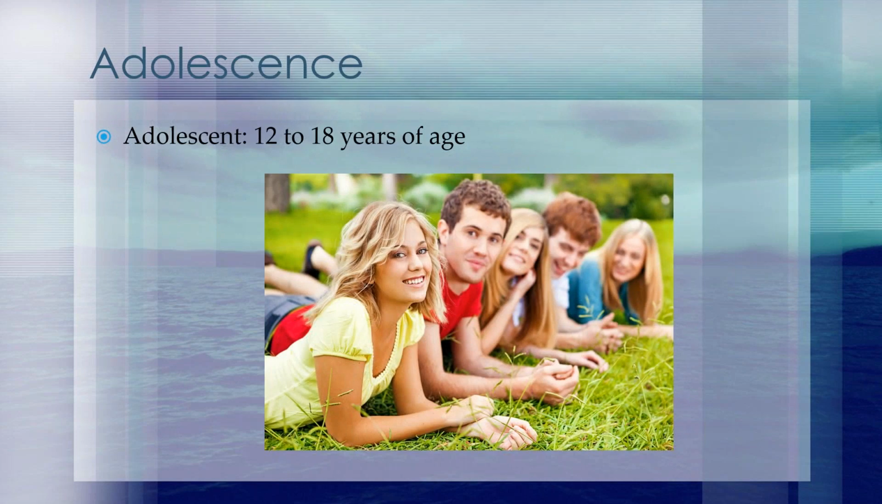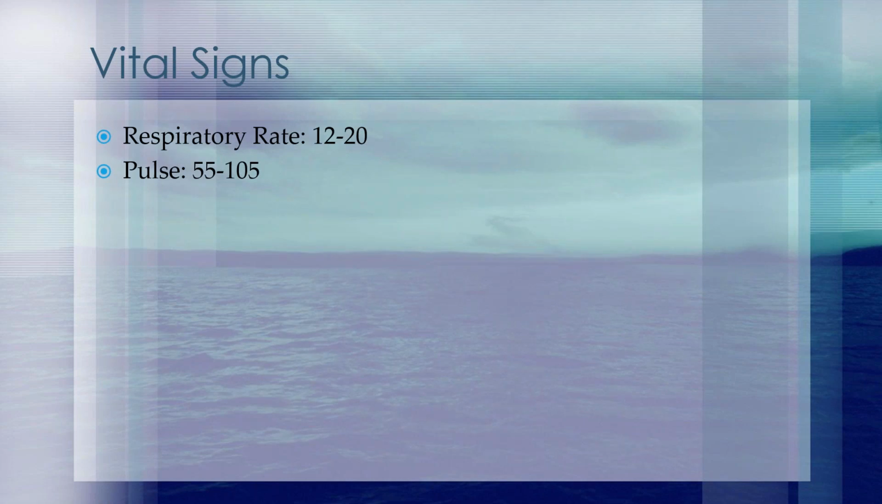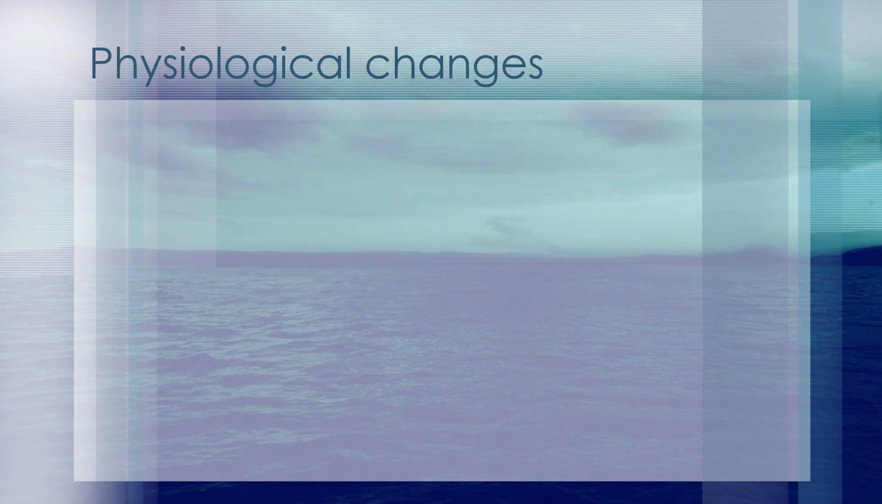Next age range, we're going to be looking at the adolescent age, which is going to be in between 12 to 18 years of age. Our vital signs are going to be almost identical to that we see in the adulthood phase of life. So our respiratory rate is going to be in between 12 and 20, heart rate 55 to 105, systolic blood pressure is in between 100 to 120, and then our body temperature again is 98.6 degrees.